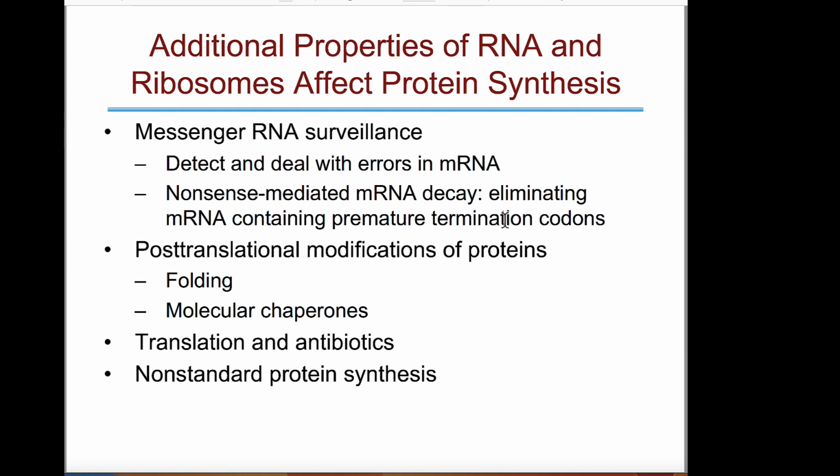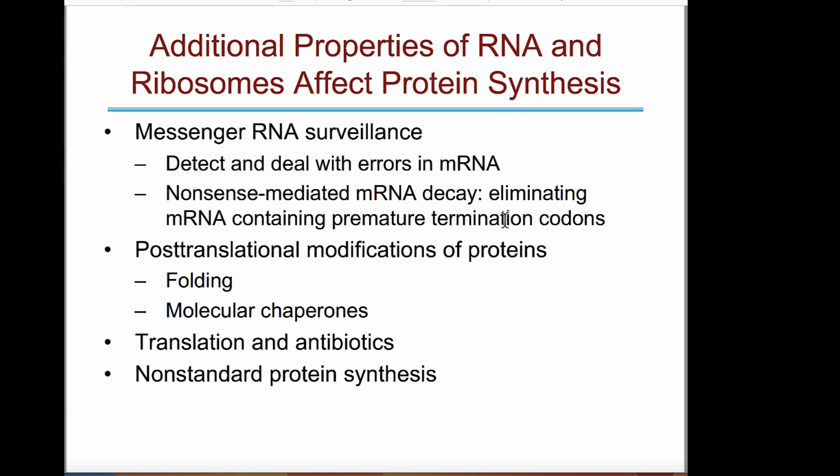Now, there are some additional properties of the RNA and the ribosomes that affect protein synthesis. One, you have messenger RNA surveillance. This is where you have the detection and the ability to deal with errors that may occur in mRNA. And this is essential because whatever is in the mRNA is going to be produced into protein.